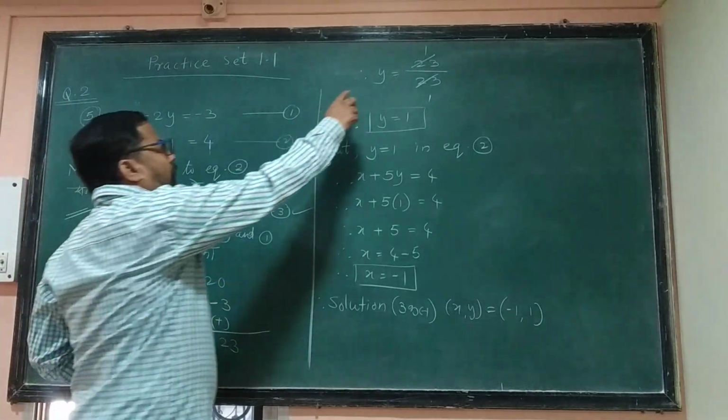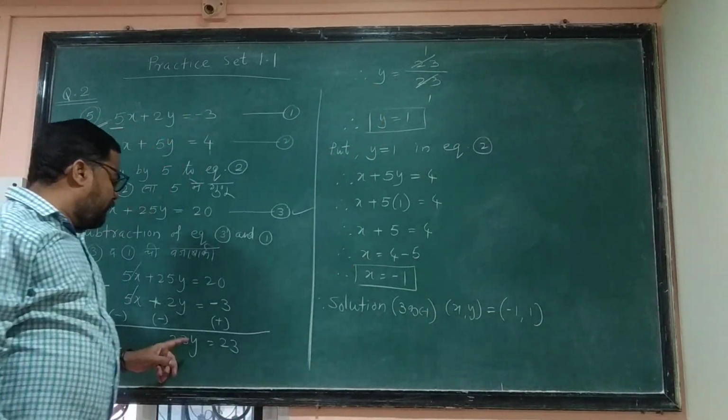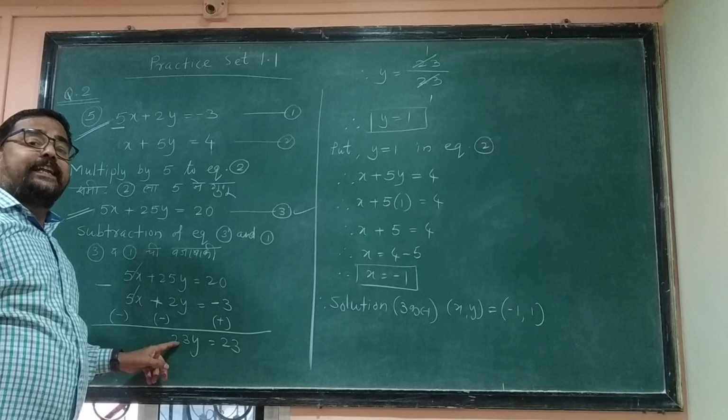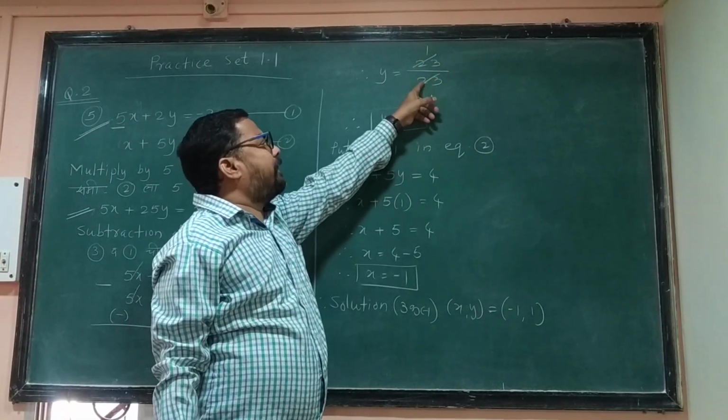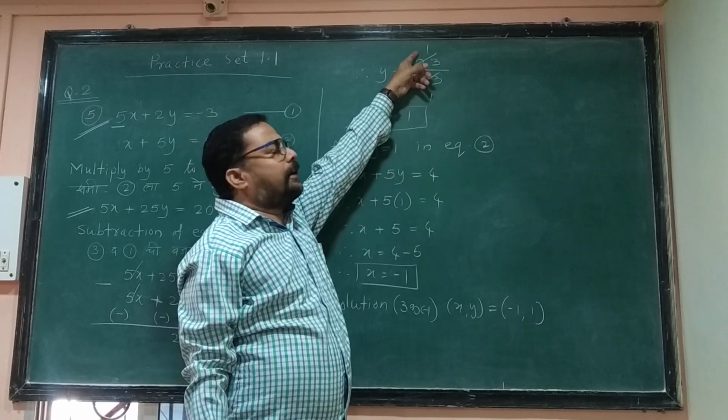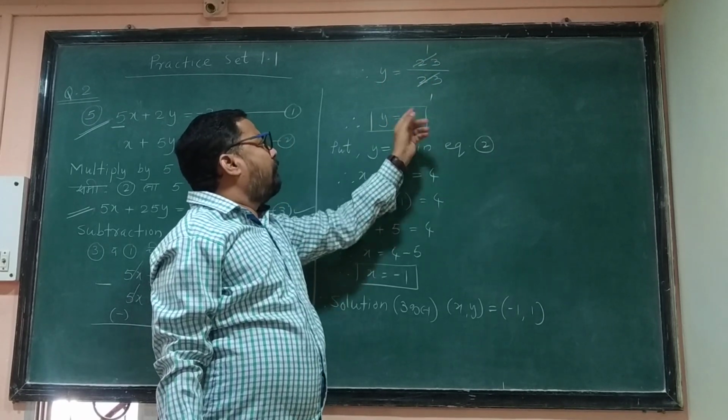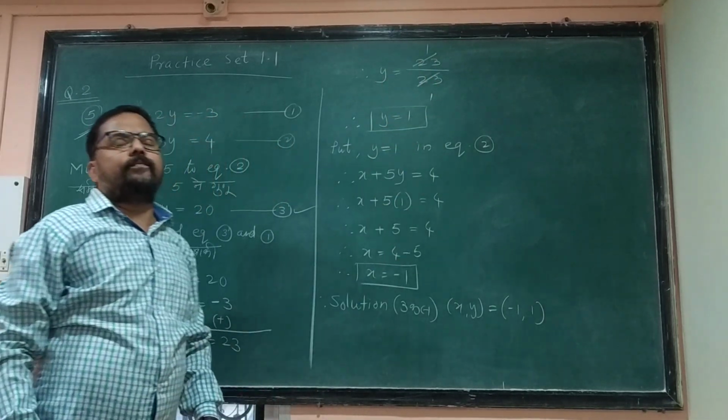For getting the value of y, we have to divide by 23. So y is equal to 23 upon 23. 23 ones are 23. That's why the value of y is 1.